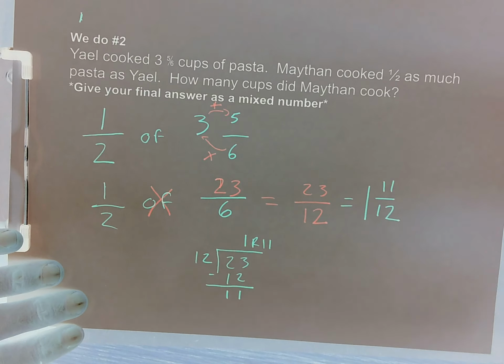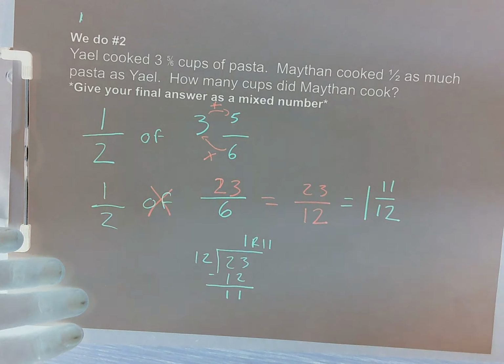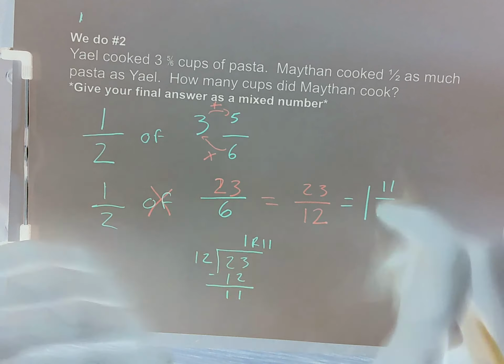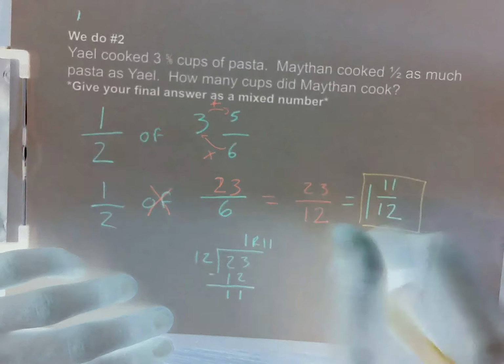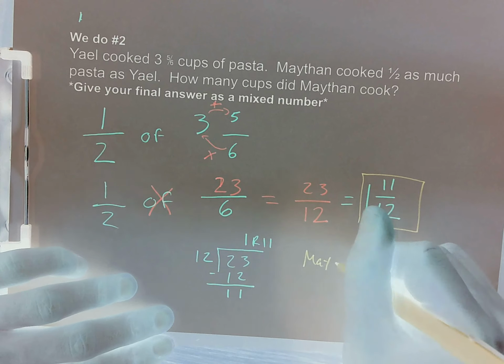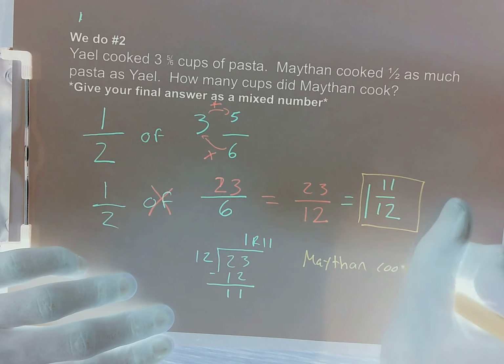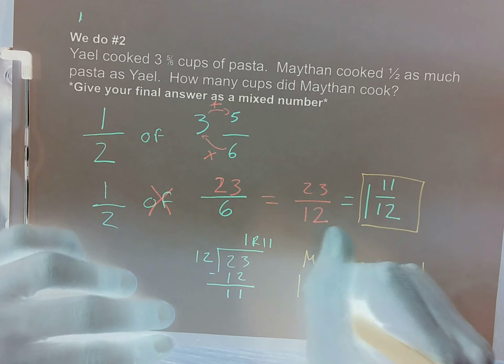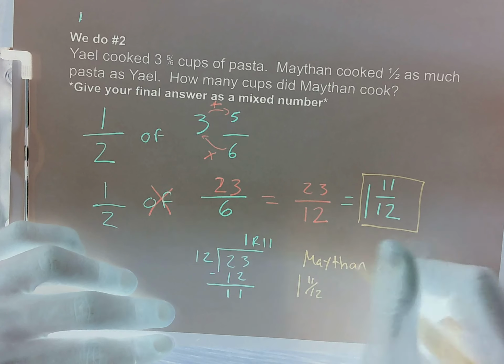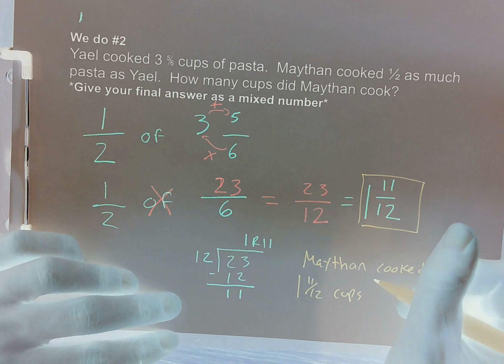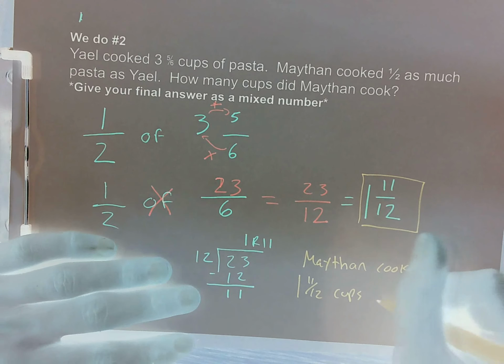So now we can write our answer in a complete sentence. Meitan cooked 1 and 11/12 cups of pasta.